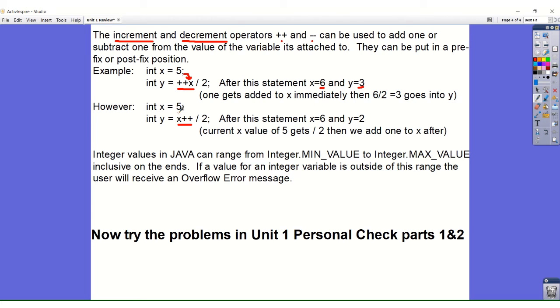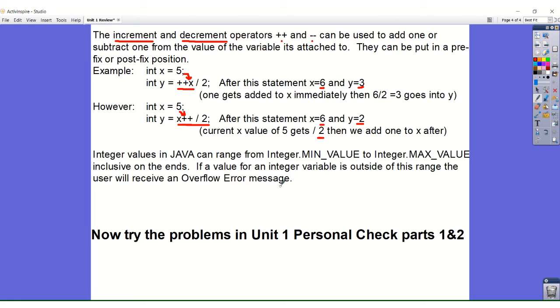However, if we did this same problem and put the plus plus behind, x is going to have 1 added to it, but not right away. The 1 is going to get added after it does the rest of the calculation. So it uses the current value of 5, divides by 2, and gets a y value of 2 assigned, and then I will add 1 to the x value later. So x would end up 6 and y would end up 2. The reason y gets 2 is that we did not add the 1 to x immediately. And remember, Java does weird things when you're dividing integers by integers. So 5 divided by 2 according to Java is 2 because it truncates the 0.5.